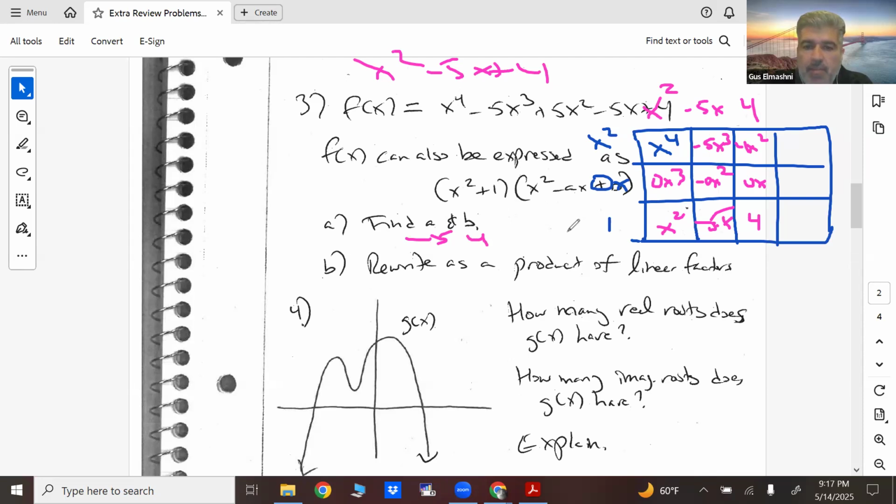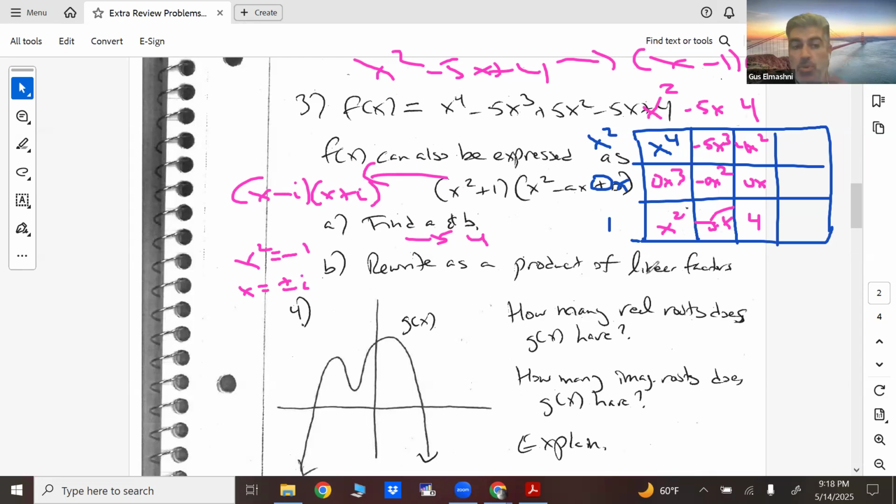And actually I could factor that. x minus 1, x minus 4. And then x squared plus 1, hopefully you recognize that's x minus i, x plus i. Because if you solve it, x squared will equal negative 1, square root to get plus or minus i. So when you're asked to rewrite as a product of linear factors, that means you just want x's, like x minus this or x plus this.